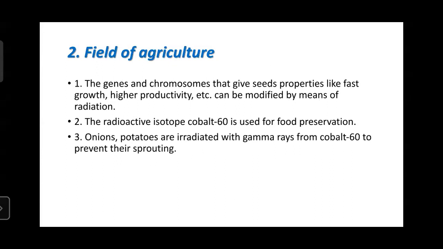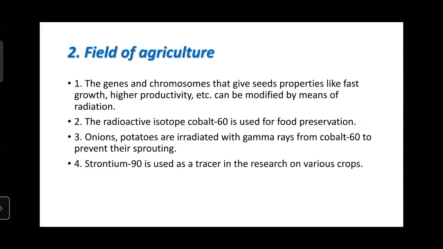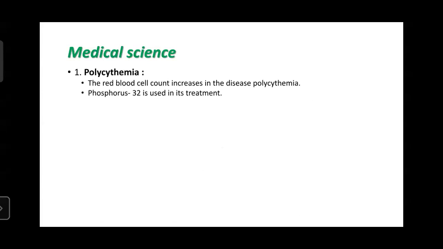Onions and potatoes are irradiated with gamma rays from cobalt-60 to prevent their sprouting. Strontium-90 is used as a stressor in research on various crops to identify the location of gene alleles. In medical science, first, polycythemia: the red blood cell count increases in this disease. Phosphorus-32 is used in its treatment.